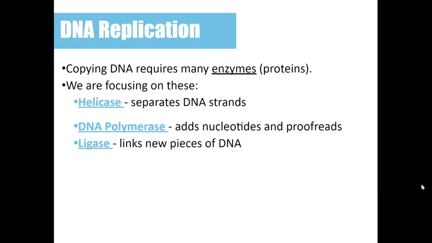So copying DNA requires many enzymes, which we recall are proteins, but we're going to be focusing on these three specifically. First, you have helicase. Helicase is the enzyme that separates DNA strands. Next, you have DNA polymerase. DNA polymerase adds nucleotides and it proofreads the sequence to make sure that no errors have occurred in the process. And finally, we have the ligase enzyme. This is what links our new pieces of DNA together.